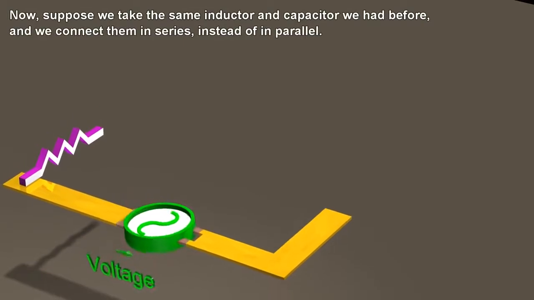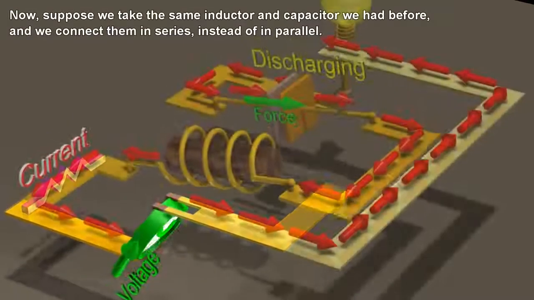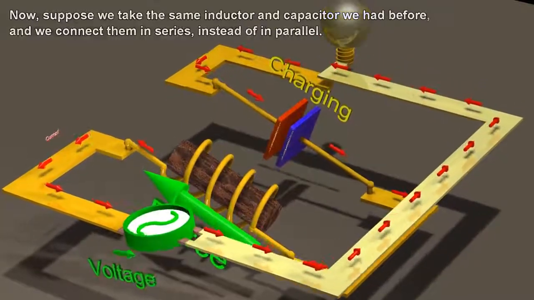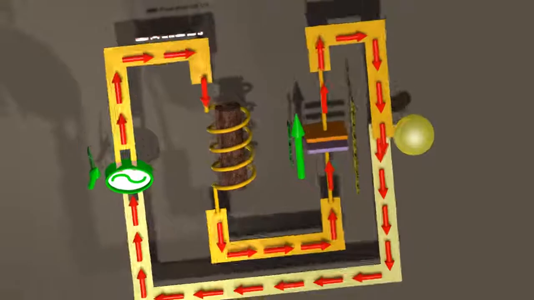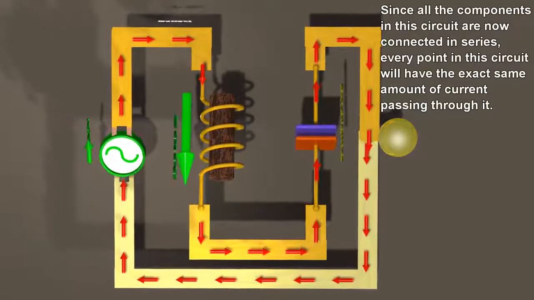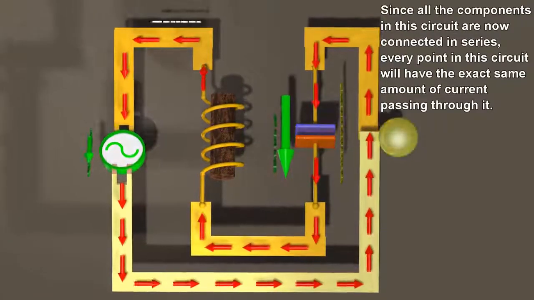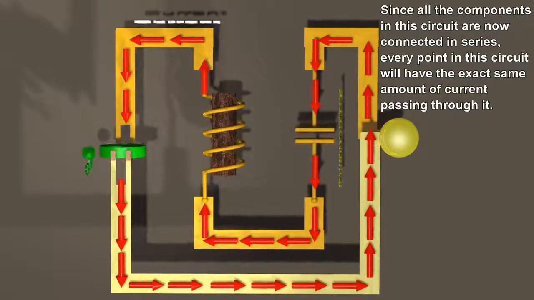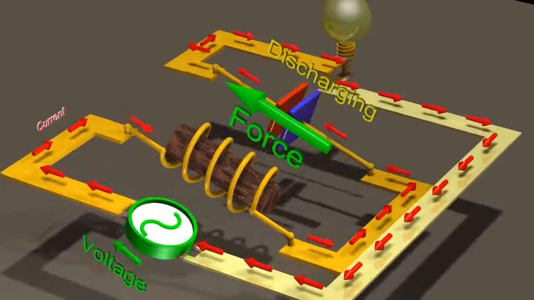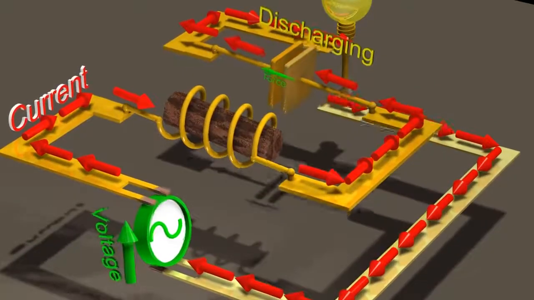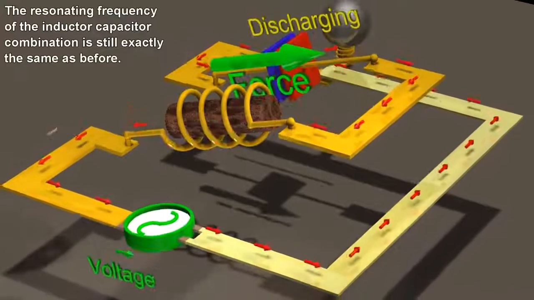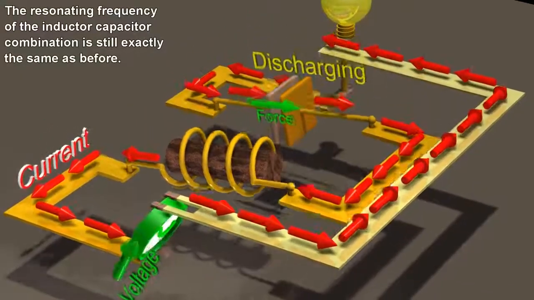Now, suppose we take the same inductor and capacitor we had before, and we connect them in series instead of in parallel. Since all the components in this circuit are now connected in series, every point in this circuit will have the exact same amount of current passing through it. The resonating frequency of the inductor-capacitor combination is still exactly the same as before.